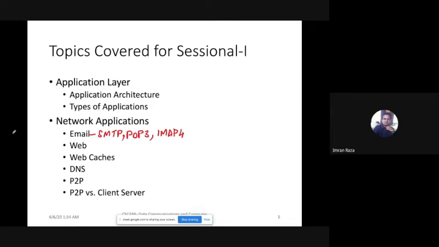And then we also talked about web browsing, and we covered hypertext transfer protocol here and its different types. For example, there are persistent hypertext transfer protocols and there are non-persistent hypertext transfer protocols. We also talked about HTTPS. Then web caches, where we talked about the importance and need of having proxy servers.